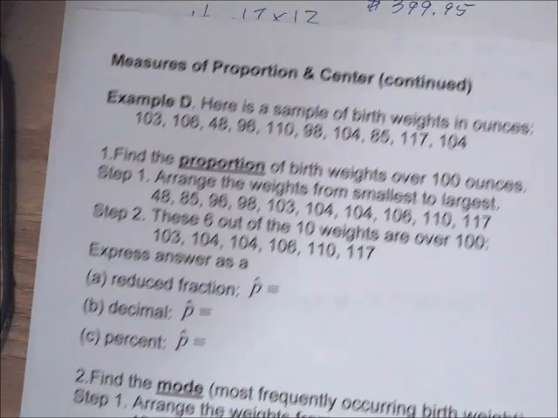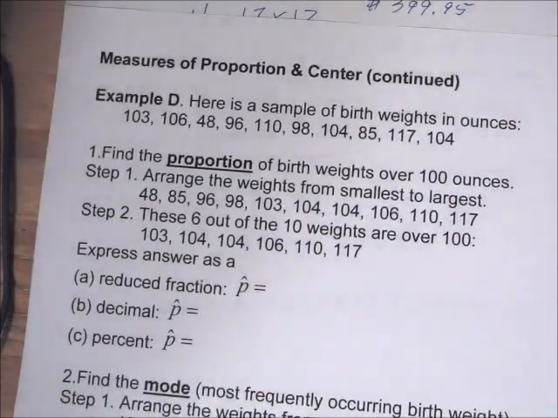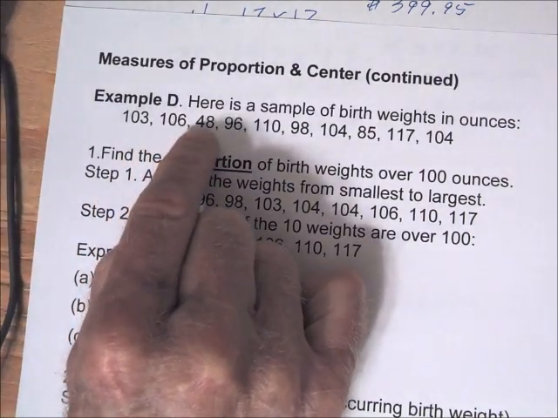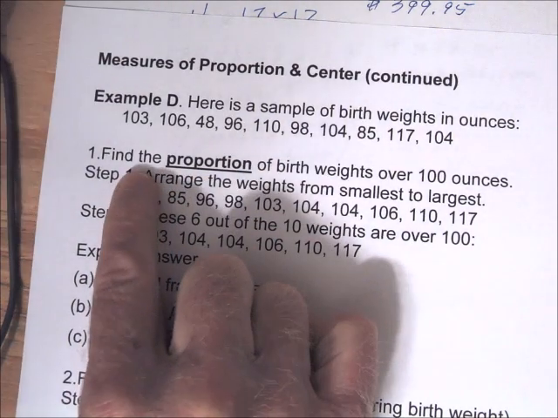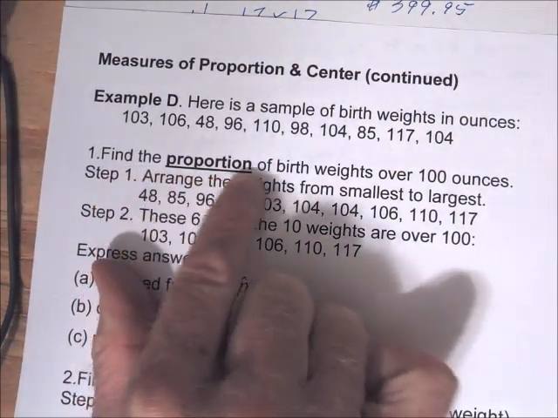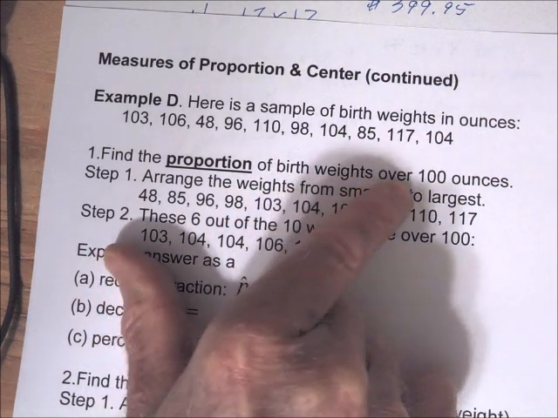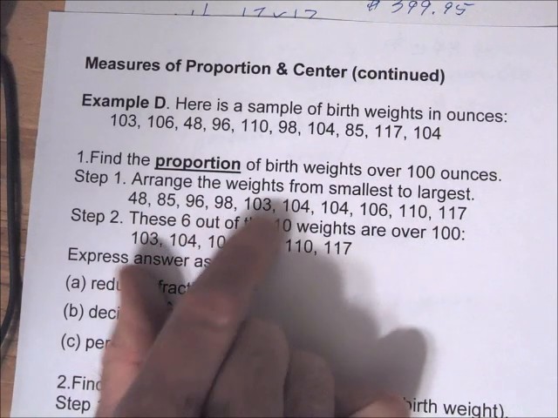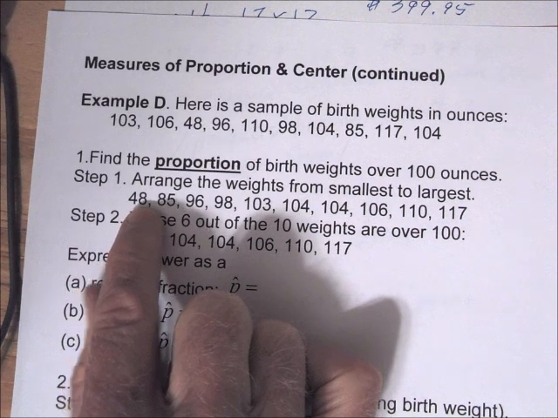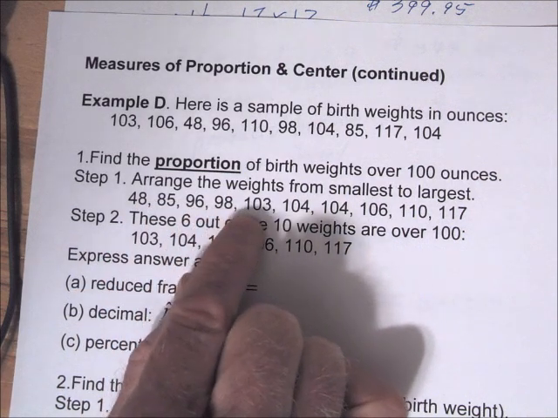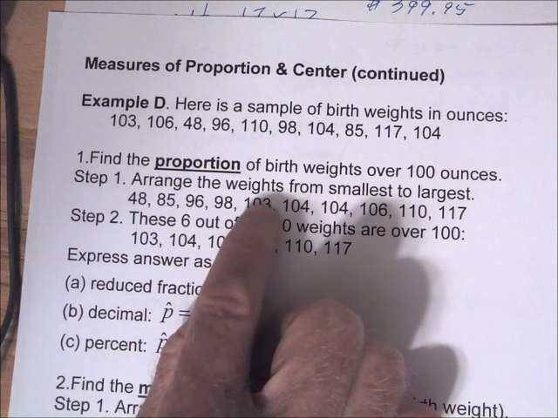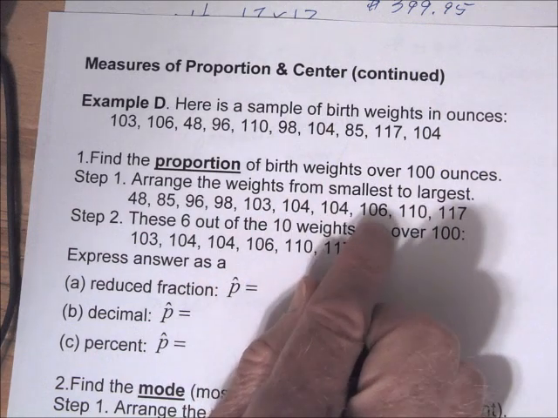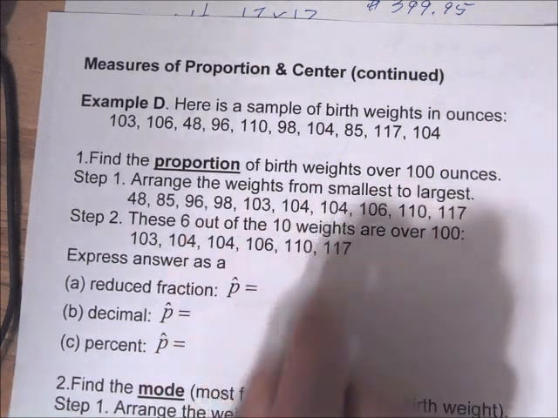Okay, example D: we have a sample of 10 birth weights in ounces: 103 ounces, 106 ounces, 48 ounces, 96 ounces, and so forth. Question 1: find the proportion of birth weights over 100 ounces. First it will be helpful to arrange these in order from smallest to largest. Going from smallest to largest, we have 48, 85, 96, 98, 103, and so forth. That makes it clear we can count the number of birth weights over 100 ounces: 1, 2, 3, 4, 5, 6. 6 out of 10 are over 100.